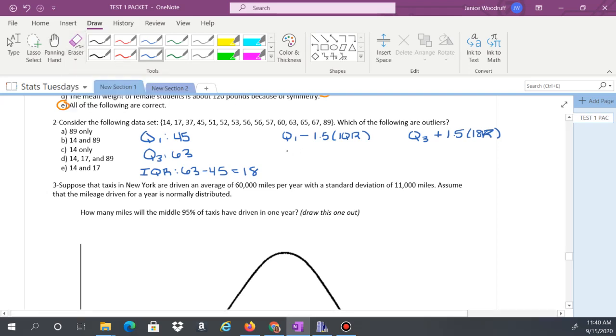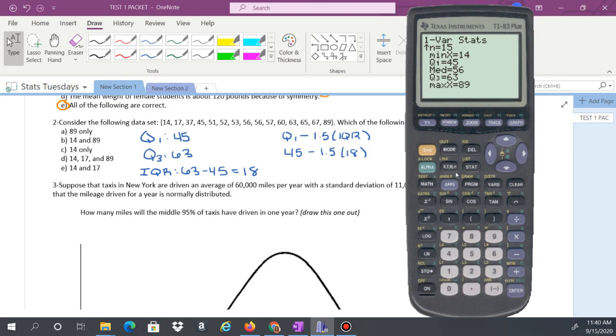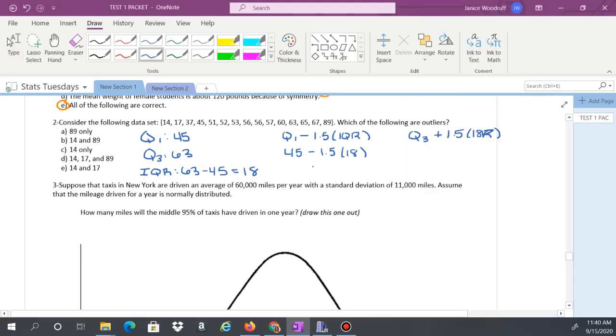All right, so quartile 1 is 45. So 45 minus 1.5 times 18 is 18. Are there any values less than 18? Yeah, 14 and 17. So those are outliers.